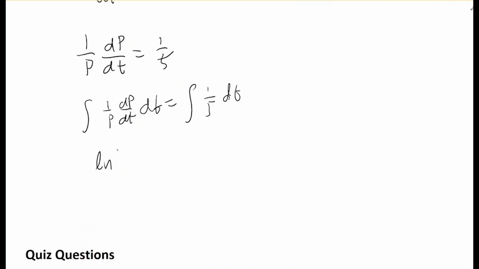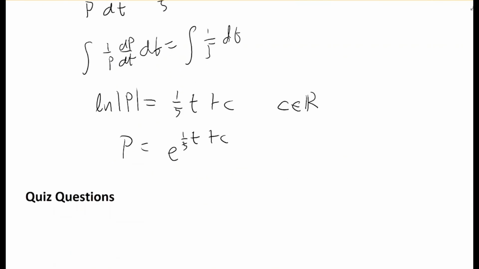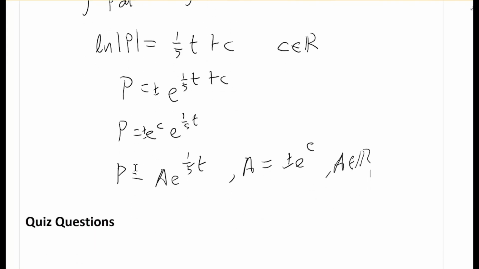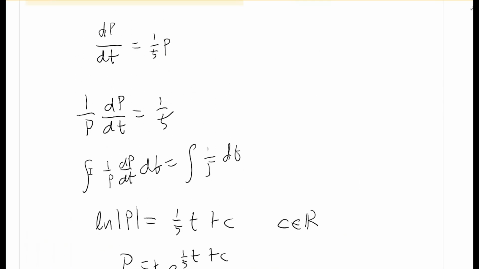So we get log of p equals a fifth t plus c. So you're going to get p equals e to the fifth t plus c. C is just a real number here. And then we can write this as p equals e to the c times e to the fifth t. Really, we should have had plus or minus in front of that, but then you can just write it as a e to the fifth t. A is plus or minus e to the c. So a is just some real constant there. Great. So that's our population function. We've sort of done the first bit there.